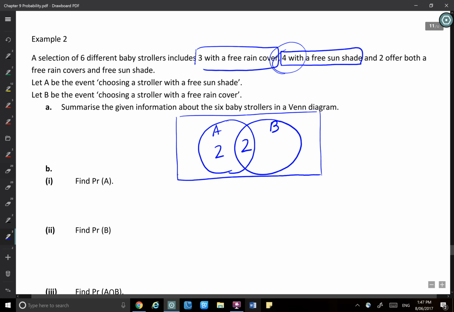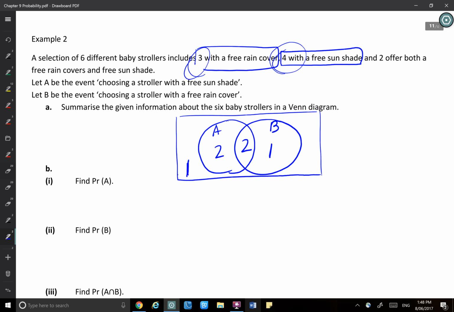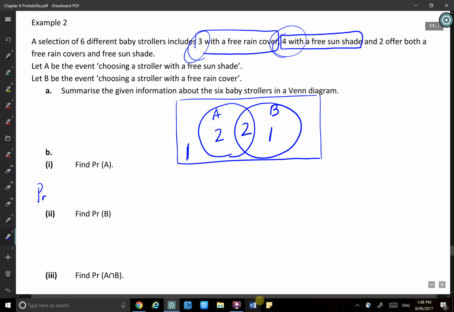B is with rain cover. I have 3 with rain cover, so I have 1 here. That's 5, and 6 has 1 outside. And I want to know probability A. Probability A will be 4 on 6, which is 2 over 3. Probability B will be the number of B over the number of total. Three on 6, which is a half.